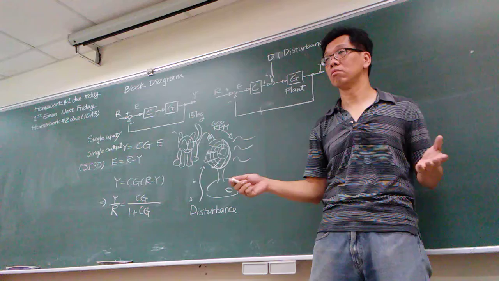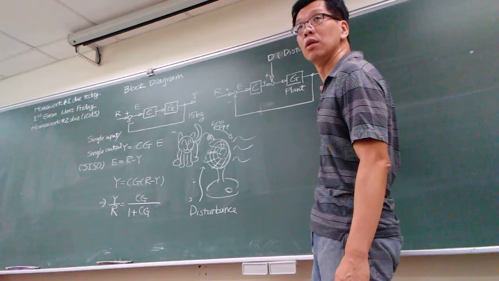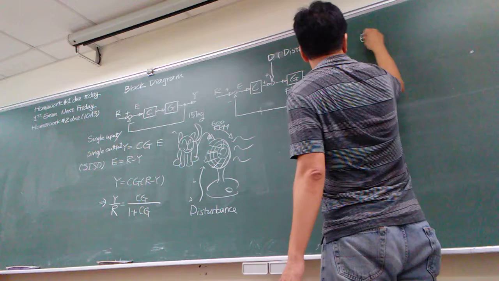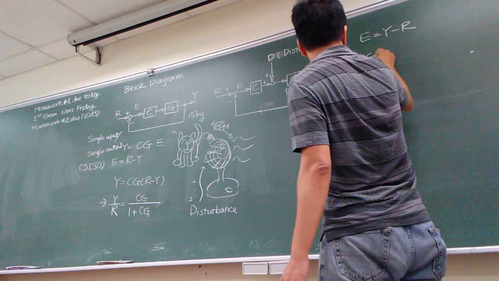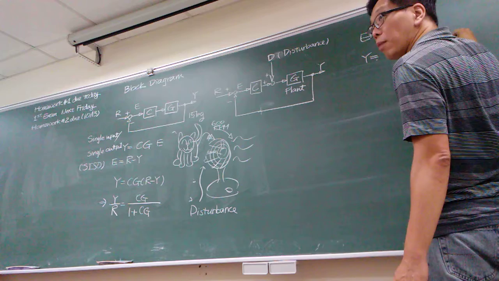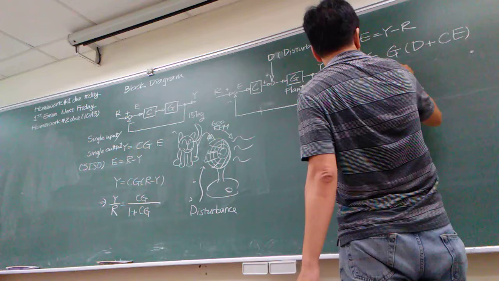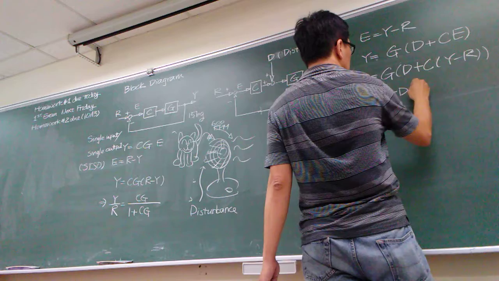So when we have something like this, how are we going to formulate our transfer function from inputs to my output? Here, we still name this one as my error, and error is still y minus r. Now, over here, it's going to be a little bit different, because y this time is 1 transfer function, but the input is going to be disturbance plus controller multiplied by error. So in this case, we're going to have E = D + C(Y - R). Therefore I have G D plus CG.